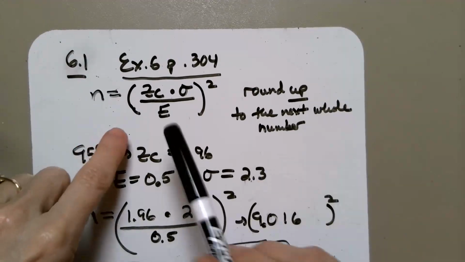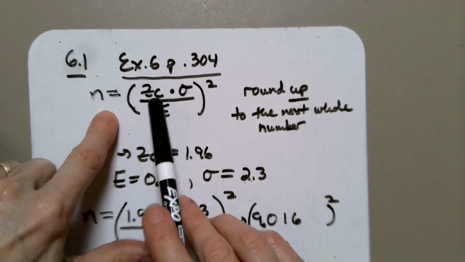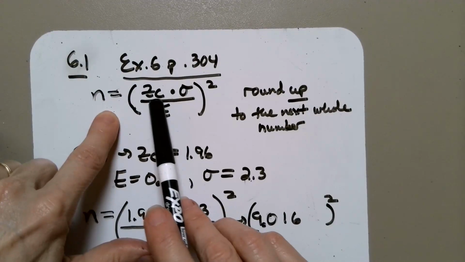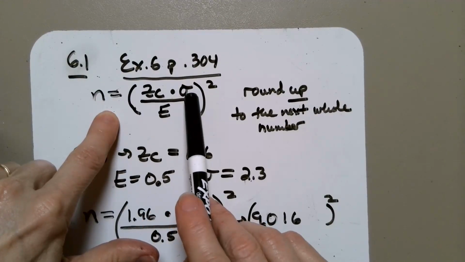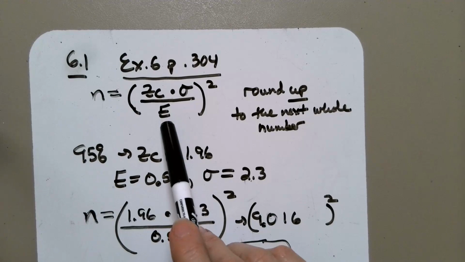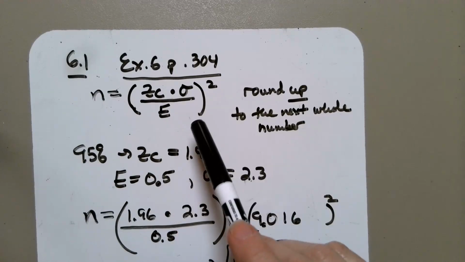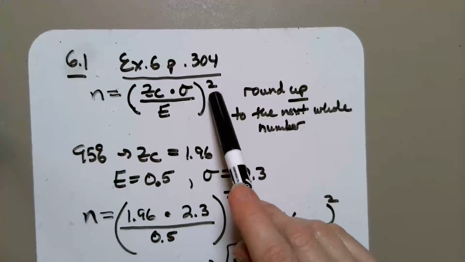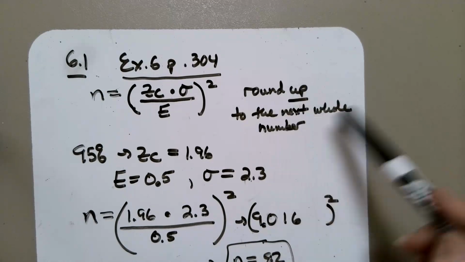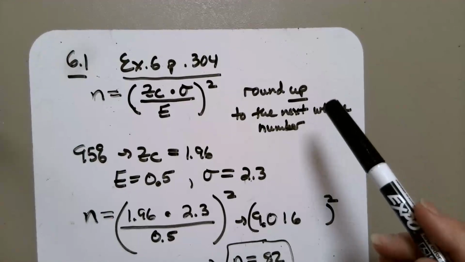We have this formula: Z sub C, the critical value of Z depending on our level of confidence, times sigma, the standard deviation, over the margin of error, which will be given. It might say you want to be within, or how close you want to be. They don't always call it the error, but it'll say how close you want your estimate to be. You square it, and then you round up that answer to the next whole number, so I'll explain that.